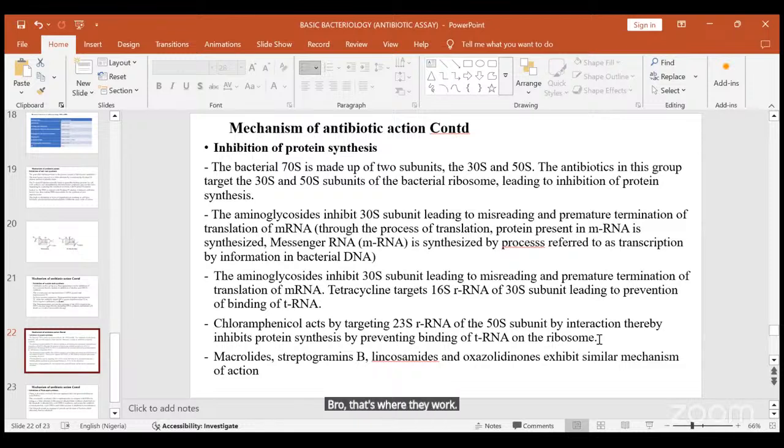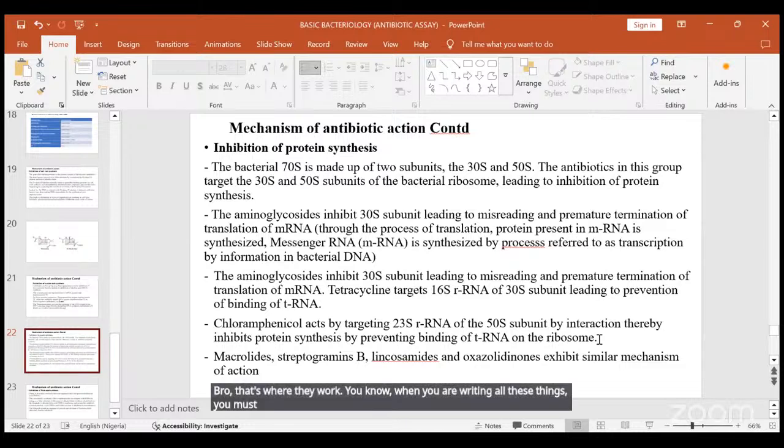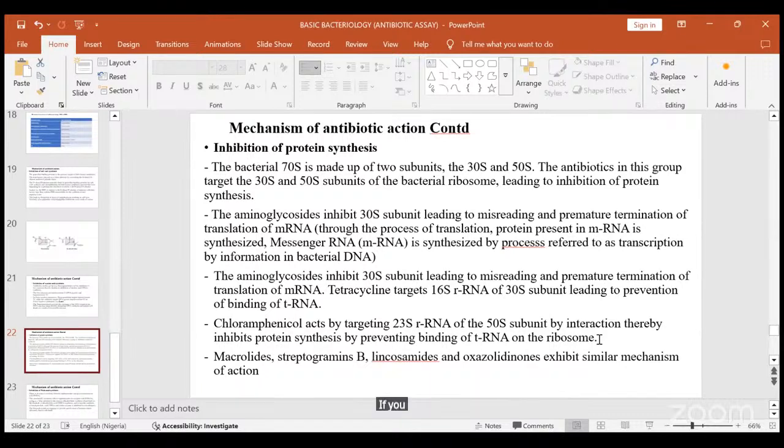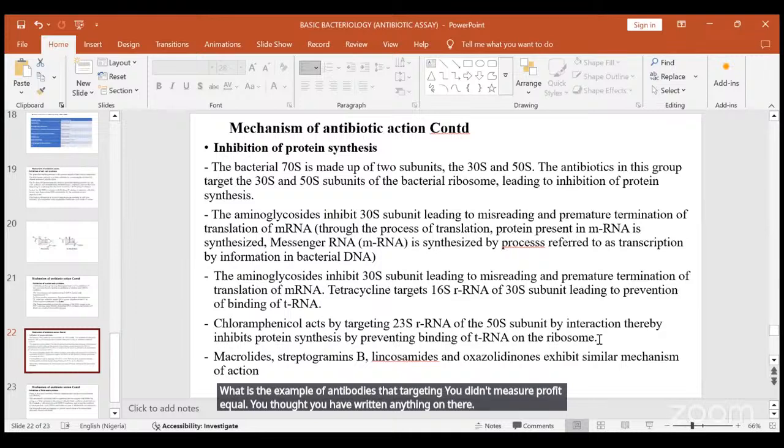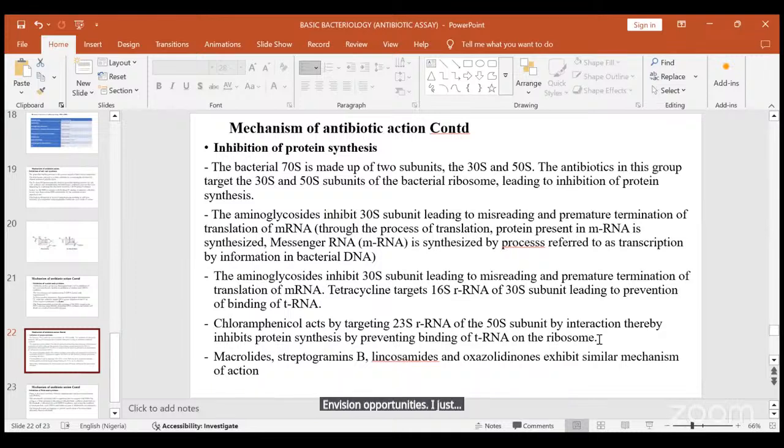When you are writing all these things, you must mention the target. What are these antibiotics targeting? If you have not told me what they are targeting, you have not written anything. You want to write inhibition of protein synthesis, but you did not talk about 30S and 50S. What are the antibiotics that are using 30S? You didn't mention aminoglycoside and tetracycline. What is the example of antibiotics that are targeting 50S? You didn't mention chloramphenicol. You thought you have written something on inhibition of protein synthesis. You are just wasting your ink.